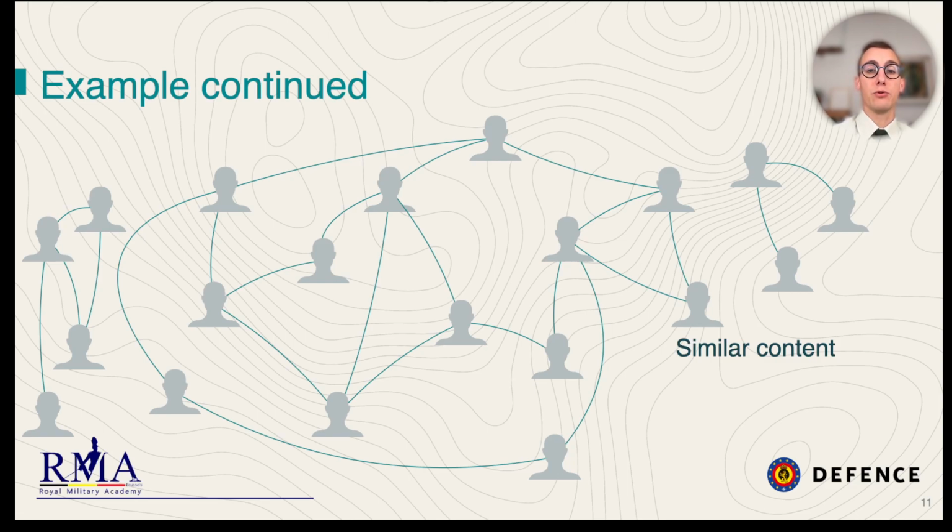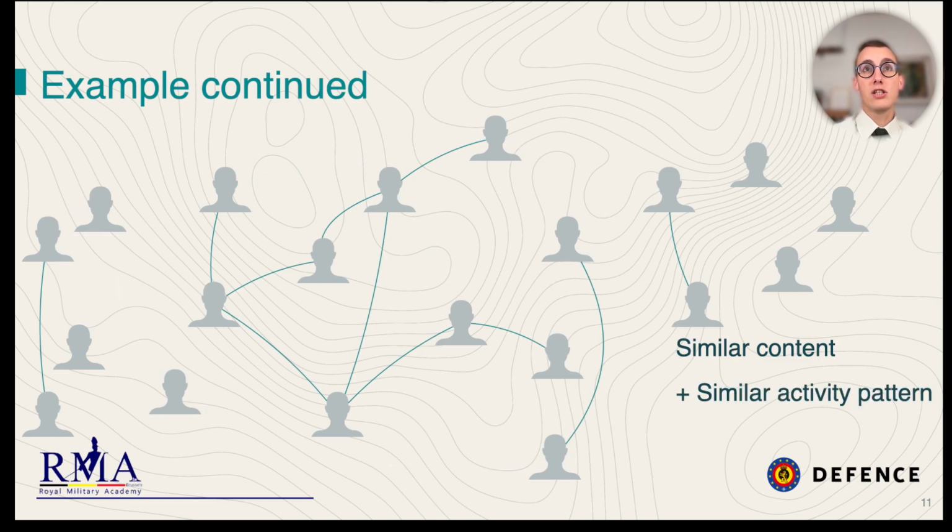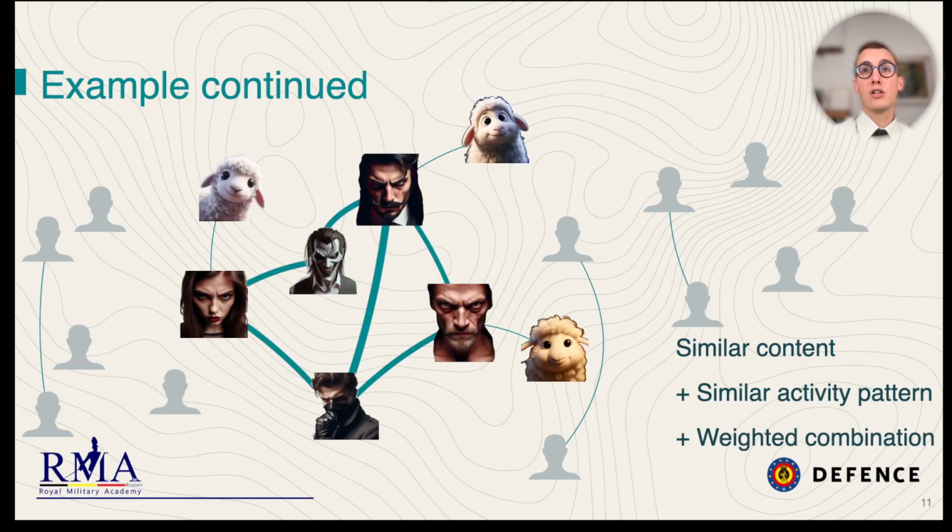Next, we can refine our network by also considering users' activity patterns. Some connections may disappear because, although the content is similar, the users' activity patterns are different. This can help us identify more meaningful clusters or relationships within the network. And then finally, we can use a weighted combination of content similarity and activity patterns to define the connections. In this network, you'll see that some edges are thicker than others, indicating stronger connections based on our combined criteria of content similarity and activity patterns.